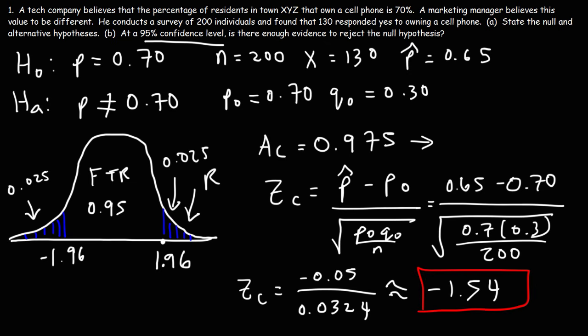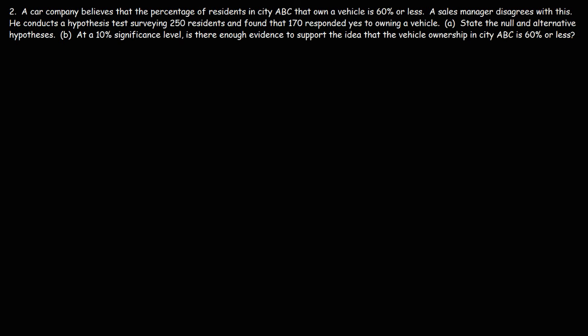So now we're going to place this z-value on a graph. So if this is 0 and this is negative 1.96, negative 1.54 should be somewhere in that region. So notice that it's in the fail to reject region of this normal distribution. So that means that we cannot reject the null hypothesis, which implies we should accept it. So to answer the question in part B, we could say that at a 95% confidence level, there is not enough evidence to reject the null hypothesis. And that will be it. Now let's work on another example.